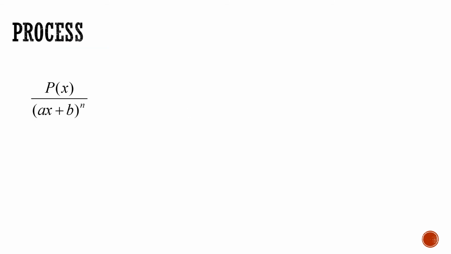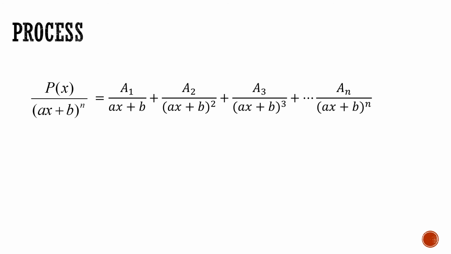So here's the process for the repeated distinct linear factors. So we have to the power of n. So what we're going to do is we're going to increase until we get to the power of n that they give us. So for example, the first one would be a sub 1 over ax plus b to the power of 1. The next one, a sub 2 over ax plus b to the power of 2, to the power of 3, to the power of 4, so on and so on, until we get to the number of powers that they tell us. So it's always put in increasing order.